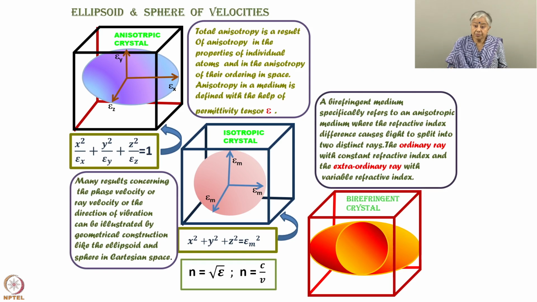A birefringent medium specifically refers to an anisotropic medium where the refractive index difference causes light to split into two distinct rays, the ordinary ray with constant refractive index and the extraordinary ray with variable refractive index. So, that is exactly what I showed you with the quartz crystal. You do not see one spot when you look through the quartz crystal, you see two spots.